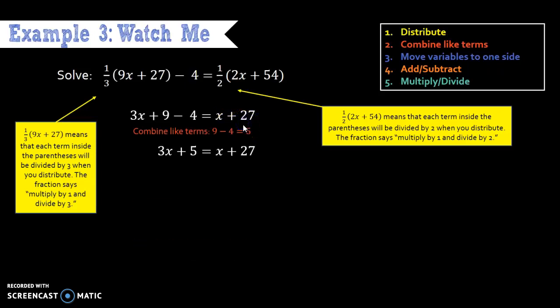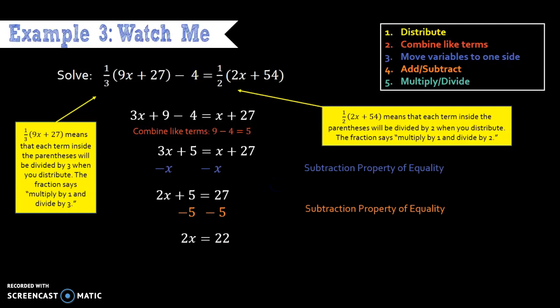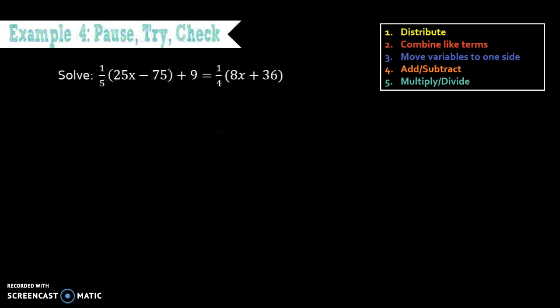Now I'm going to combine my like terms on the left-hand side, move my variables to one side of the equation, use my subtraction property, and then use my division property to get my final answer. Go ahead and try this one.